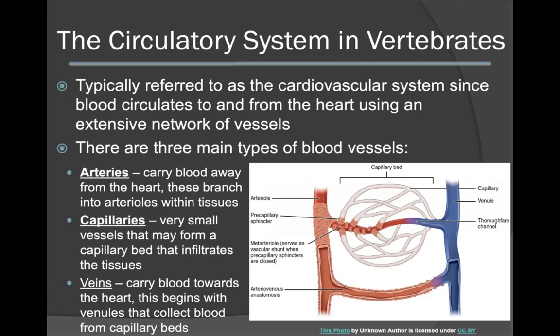Veins will carry blood towards the heart. Veins begin with venules that collect blood from the capillary beds. These venules then typically drain into main veins to then be carried back to the heart.